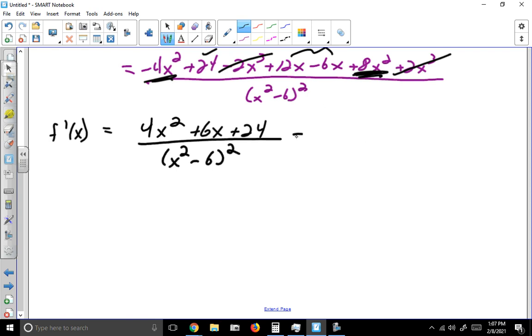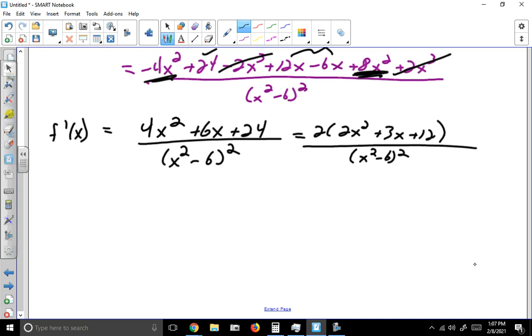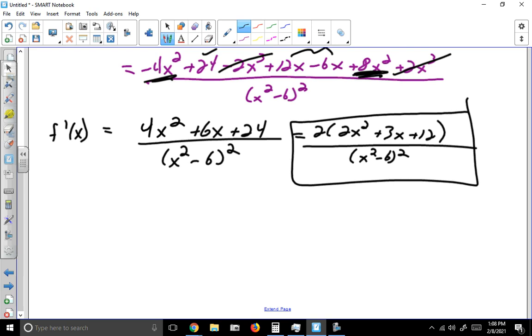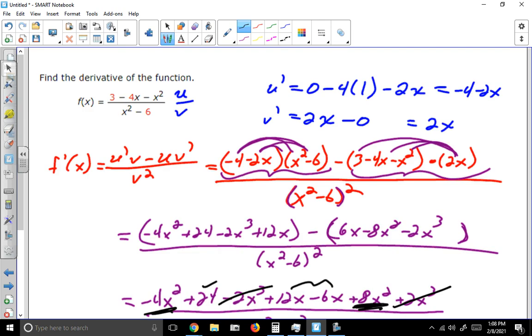Now on top we have a common factor of 2 that we could take out. But if we try to factor the numerator anymore, that numerator is not going to factor. We're not going to be able to get a 2 out front, a 12 on the end, and a 3 in the middle. So that's as far as we can go, and that doesn't reduce. So some of the biggest things here: using parentheses, and also recognizing that this is a quotient, so we have to use the quotient rule.